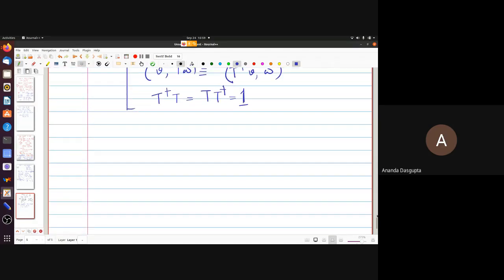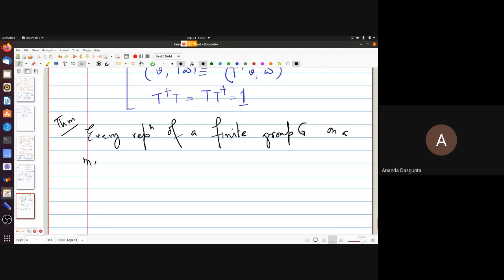So that's straightforward. The reason why we are talking about this is that there is a theorem. The theorem is: every representation of a finite group G on a matrix space.